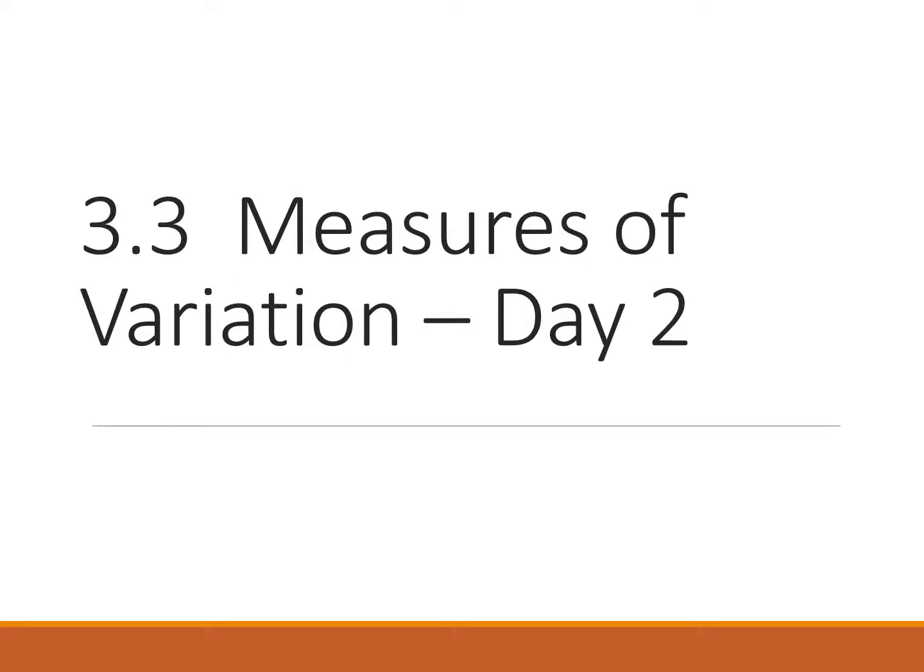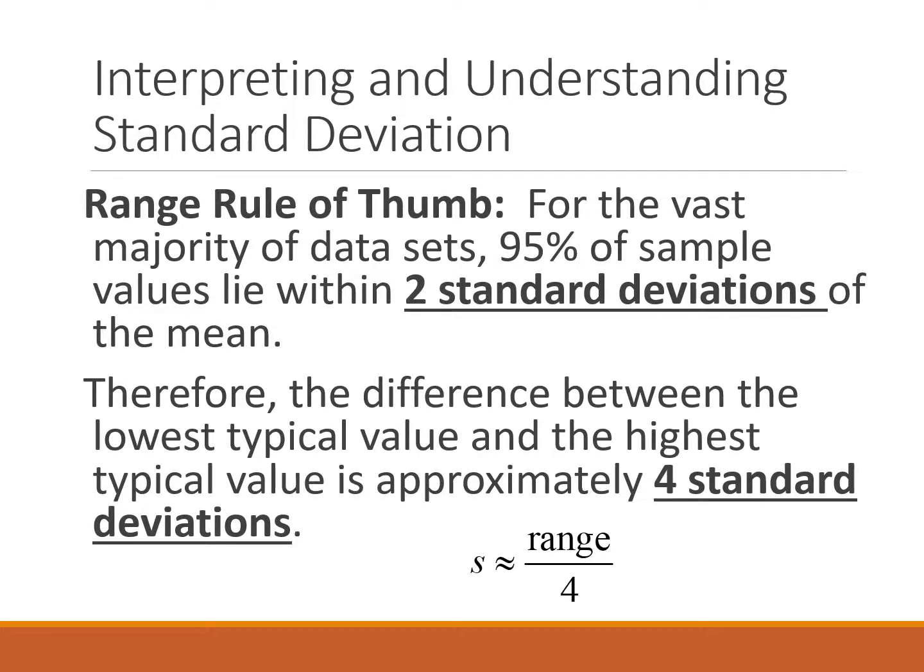This is a continuation of section 3.3 notes where we're exploring measures of variation. There's something called the range rule of thumb, which states that for the vast majority of data sets, 95% of our values lie within 2 standard deviations of the mean. Therefore, if we wanted to estimate a standard deviation and we know the maximum and the minimum, or in other words, the range of the data set, we would take that and divide it by 4. 2 standard deviations on the high side, 2 standard deviations on the low side is where that 4 standard deviations comes from, and that's going to give us an estimate of the standard deviation of the data set.